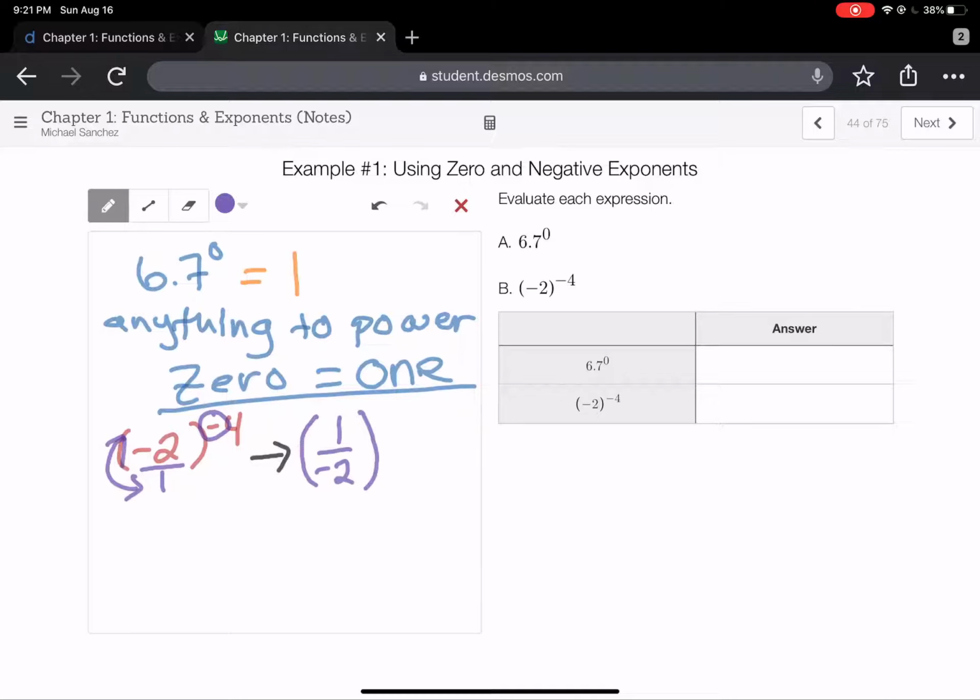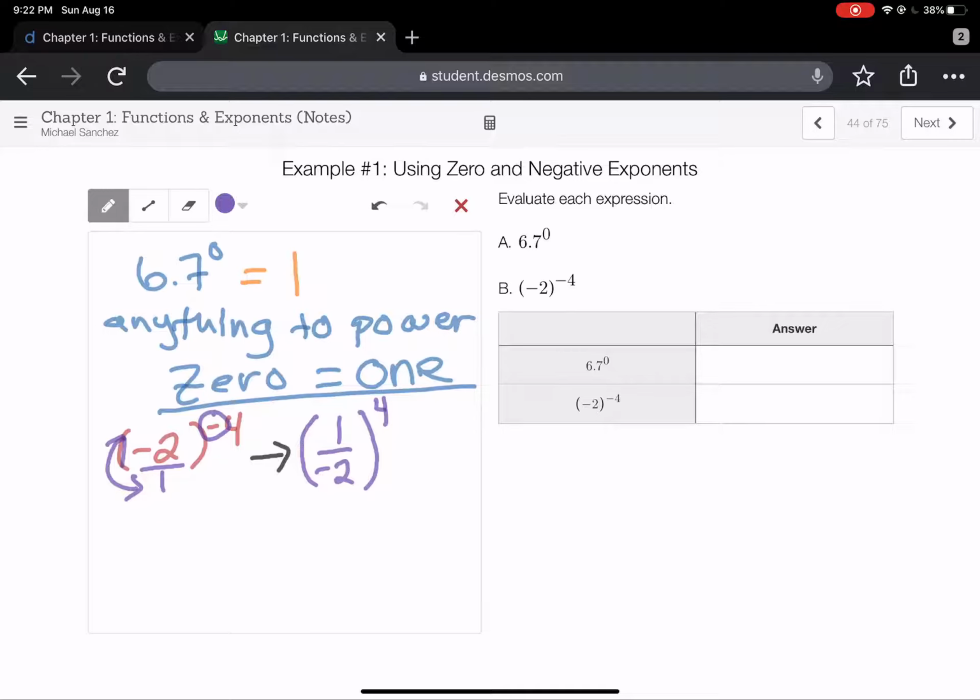I'm not quite done there. Now the exponent, instead of being a negative 4, becomes a positive. So a negative exponent causes this reciprocal to happen. It flips the fraction over.